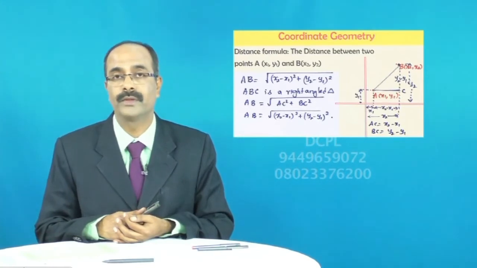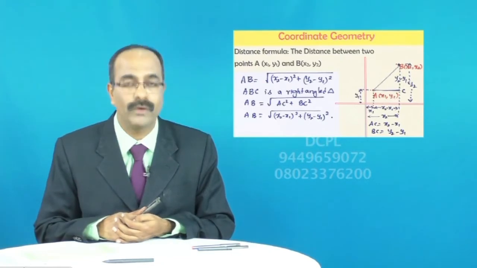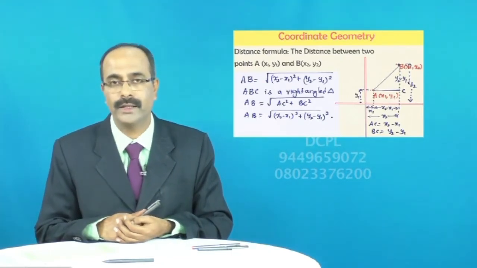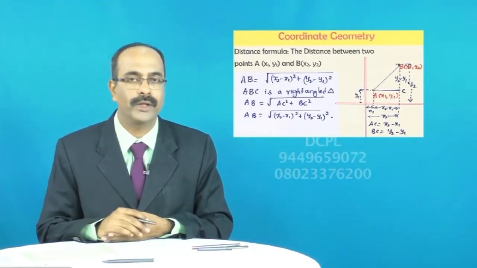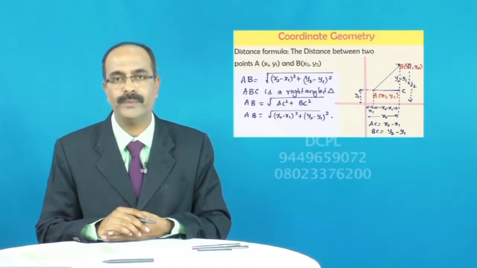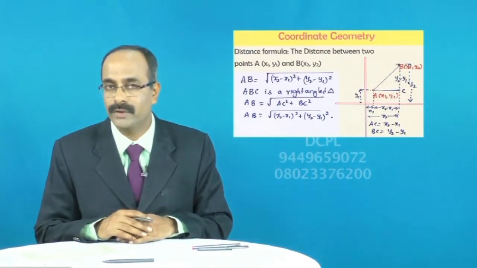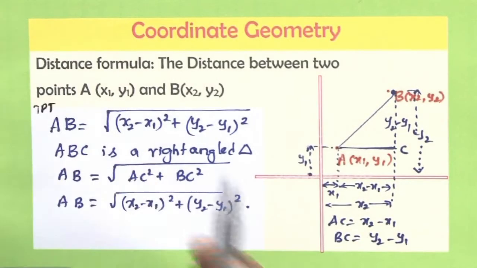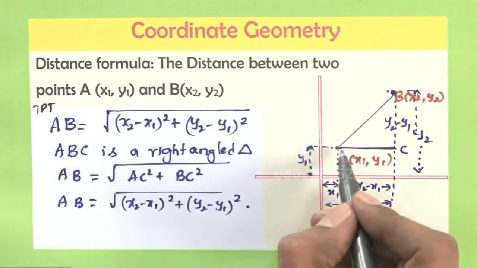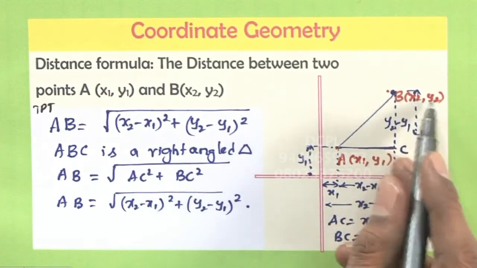So what we did here is we just considered the triangle ABC. We found ABC is a right angle triangle. Square on the hypotenuse is equal to the sum of squares of the other two sides. Using this concept, we got this. I'll repeat this once again, dear students. Look at this carefully. We have to prove that AB is equal to root of x2 minus x1 whole square plus y2 minus y1 whole square. So this is A and this point is B. Coordinates of A are x1, y1 and B are x2, y2.